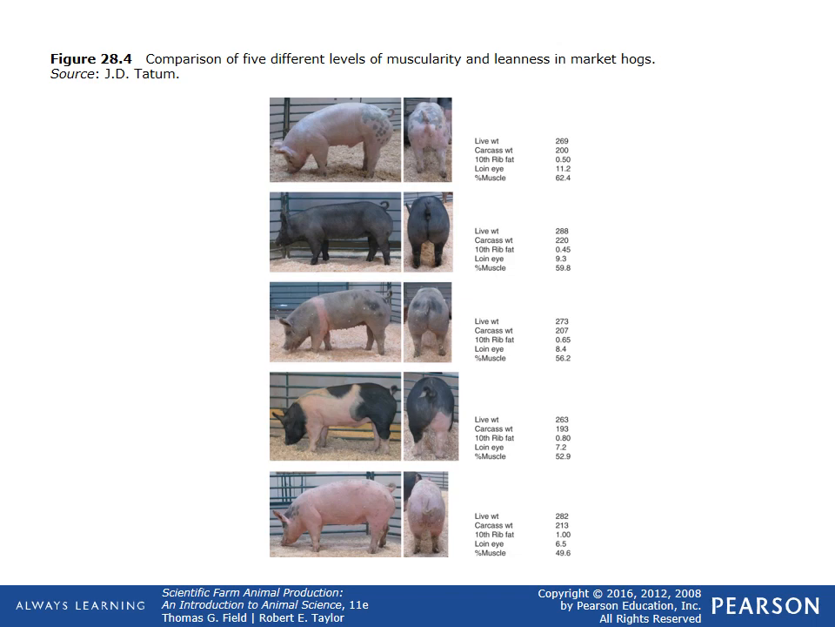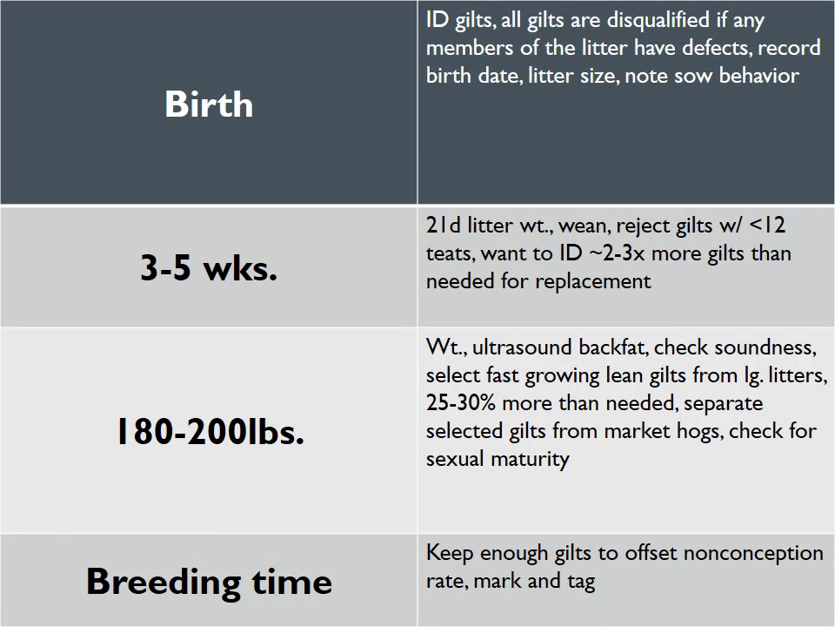Here's just a chart that your textbook supplies in terms of 5 different levels of muscularity and leanness in market hogs. We'll apply that as we go through here, and you can reference back. I thought it was nice to throw in here what we might be looking for.